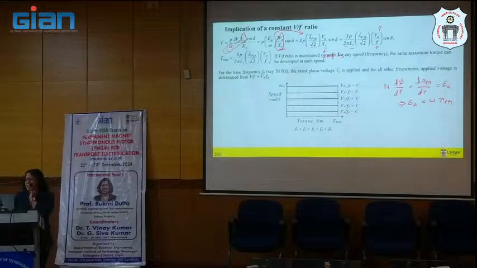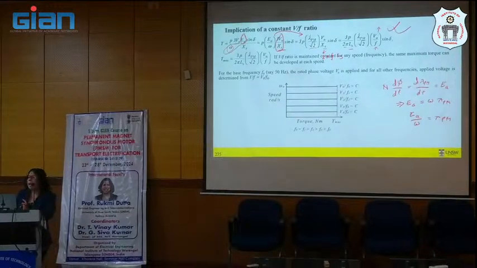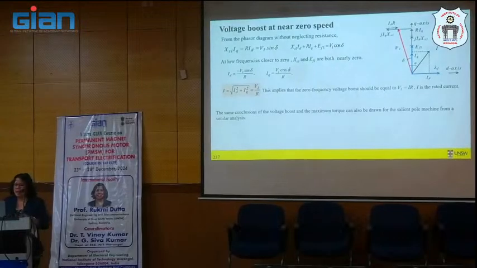What we have written here in this equation is that EA over omega is lambda PM, right? Lambda PM is not changing, correct? Remember? We have ignored resistance. Okay? We have ignored resistance. We said that the resistive drop I times R is negligible compared to this type of situation.